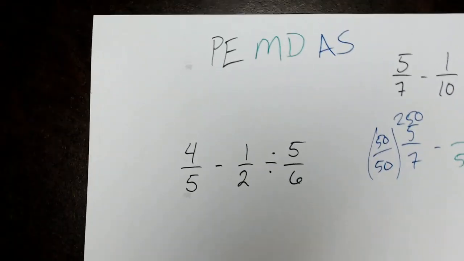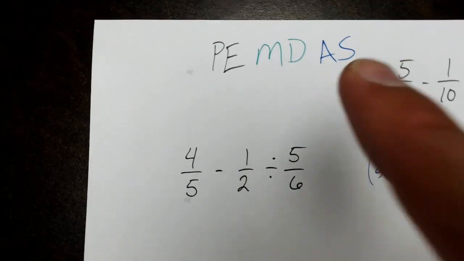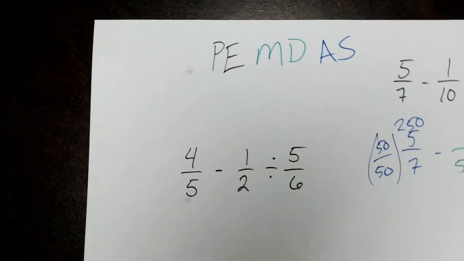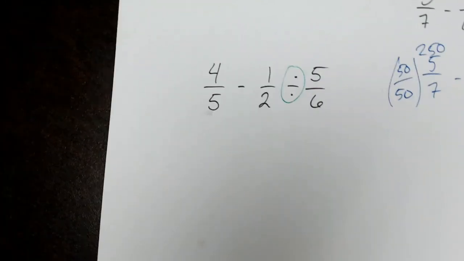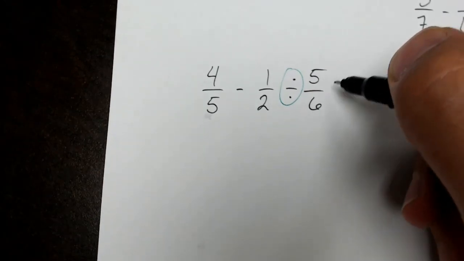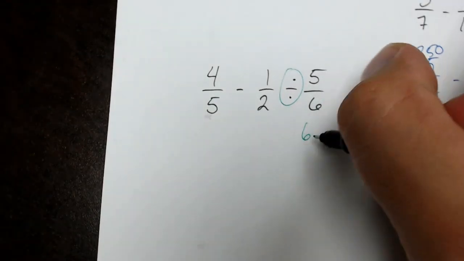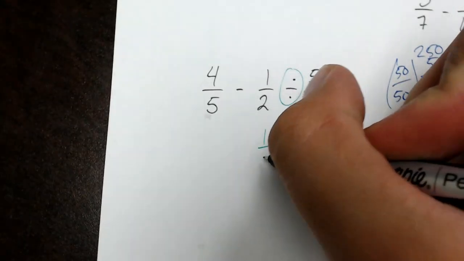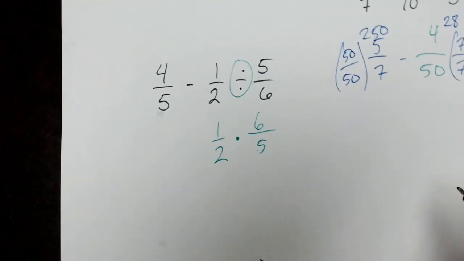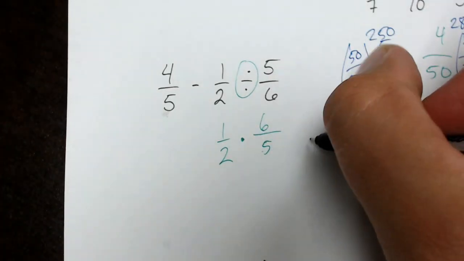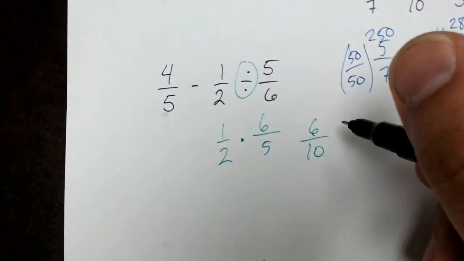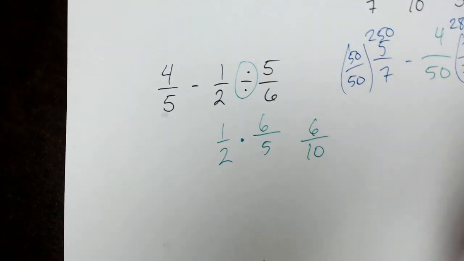Again, order of operations, so I'm going to have to do multiplication and division before I do addition and subtraction. Now in this case I have division. In order to divide by 5/6, I have to remember to invert and multiply. So 6/5, 1 over 2. When I multiply these I end up with 6 over 10. Hey, that's a much nicer number and a little bit easier to reduce.